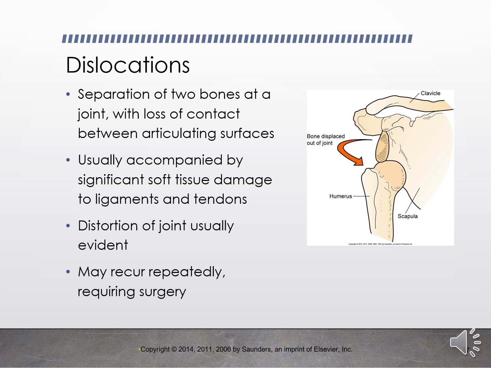Dislocations are the separation of two bones at a joint with a loss of contact between the articulating surfaces. Usually one bone is out of position while the other stays in its normal position. There's usually a lot of soft tissue damage to the surrounding ligaments and tendons. You can usually tell there's a dislocation because the joint is distorted.